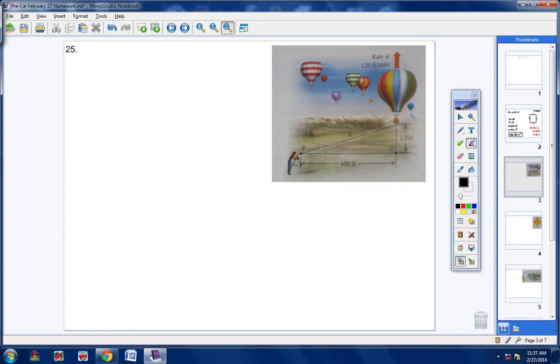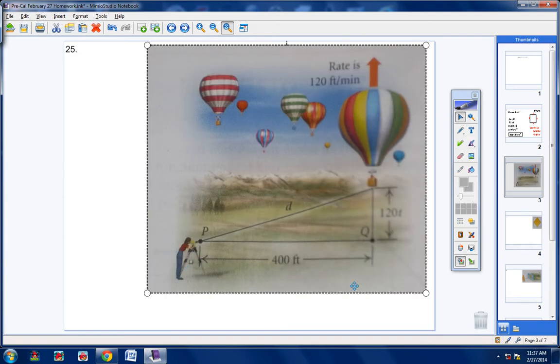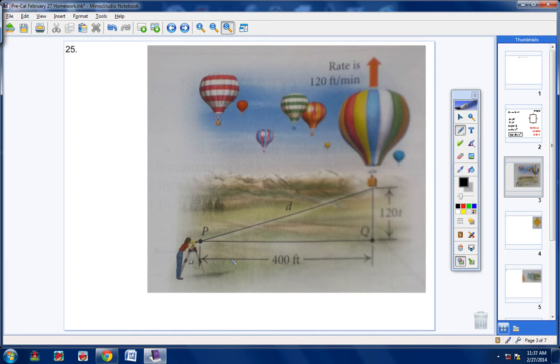So let me stop and show you something here in the picture you need to see. Please look up here. What they're saying is this. The man standing here is 400 feet away from where the balloon was launched. See it? 400 feet. And the balloon is rising at a rate of not 120 feet, but 120 feet per minute. So every minute it's going up 120 feet. And then here's the distance from the balloon to the guy over here at the rangefinder.